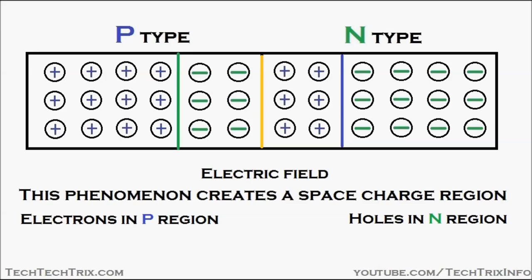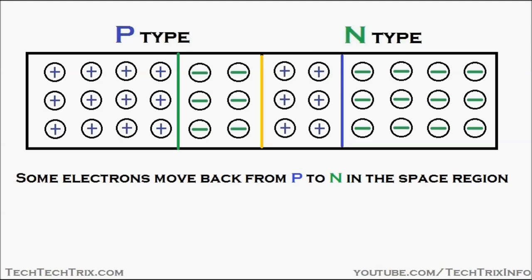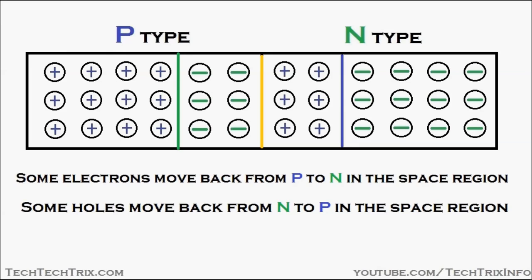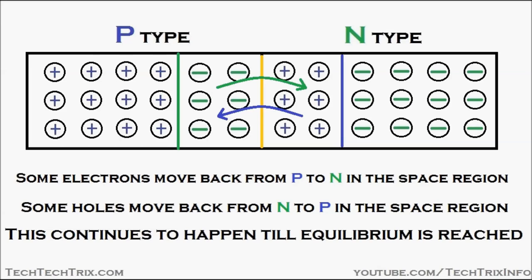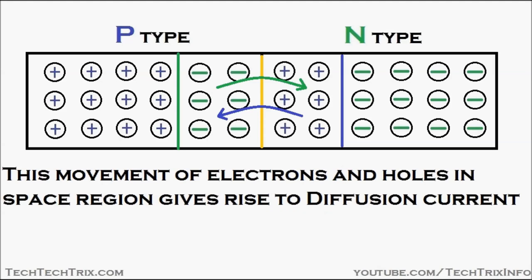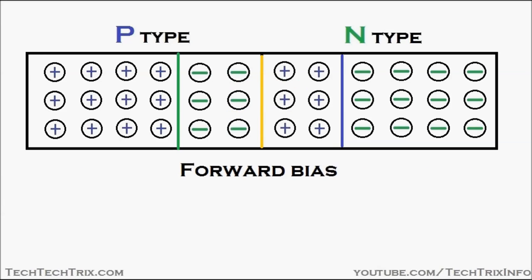An electric field is also created in this space charge region because of the movement of these holes and electrons, and the direction of the electric field is from the N-type region towards the P-type region. Some electrons move back from P to N in this space charge region, and some holes move back from N to P. This continues until an equilibrium is reached. This movement of electrons and holes in the space charge region gives rise to a current, called diffusion current.